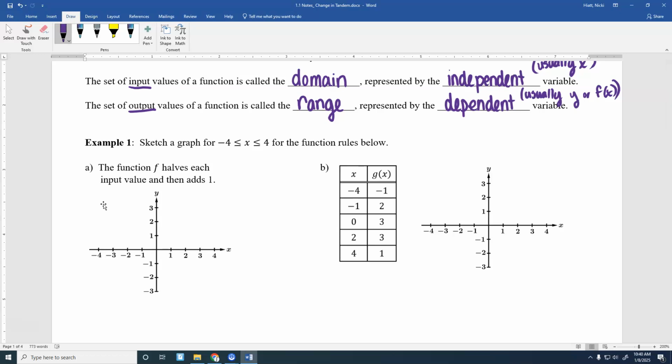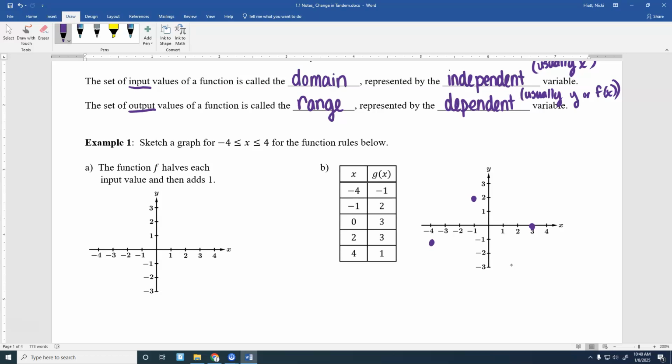So, example 1 is just really straightforward graphing a function. So I'm going to even start with B over here because this should be something that you could do in your sleep by this point. So for B, you've got -4, -1. So -4, -1 is right here. We just put a dot. Then we got -1, 2. So -1, 2 is here. We got 0, 3.